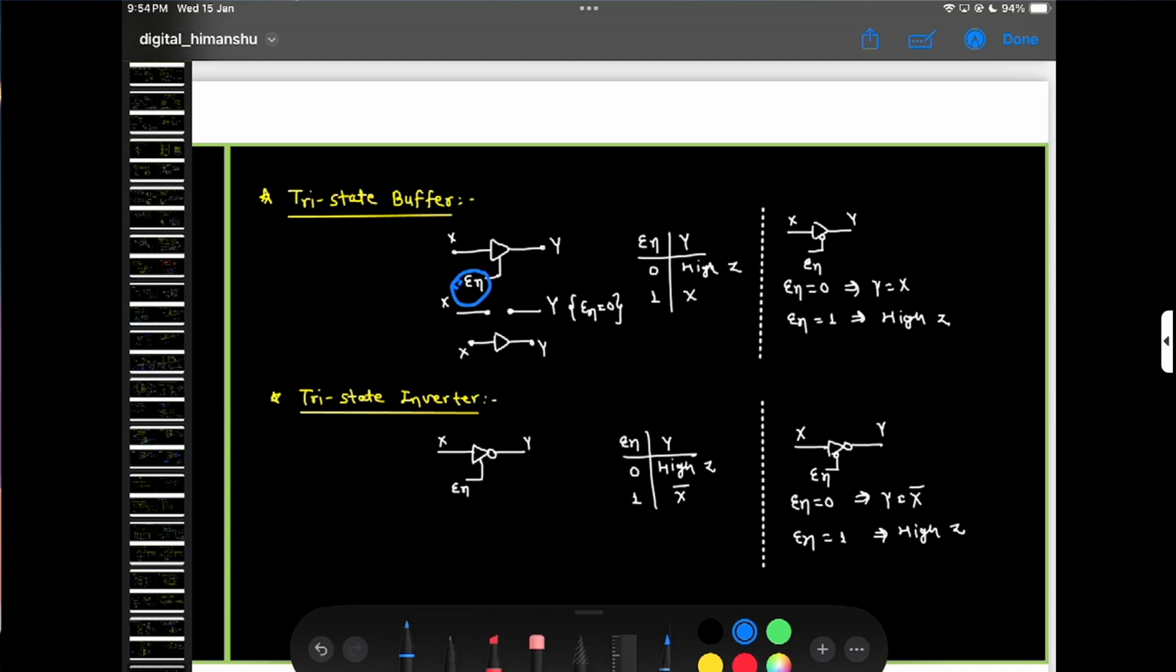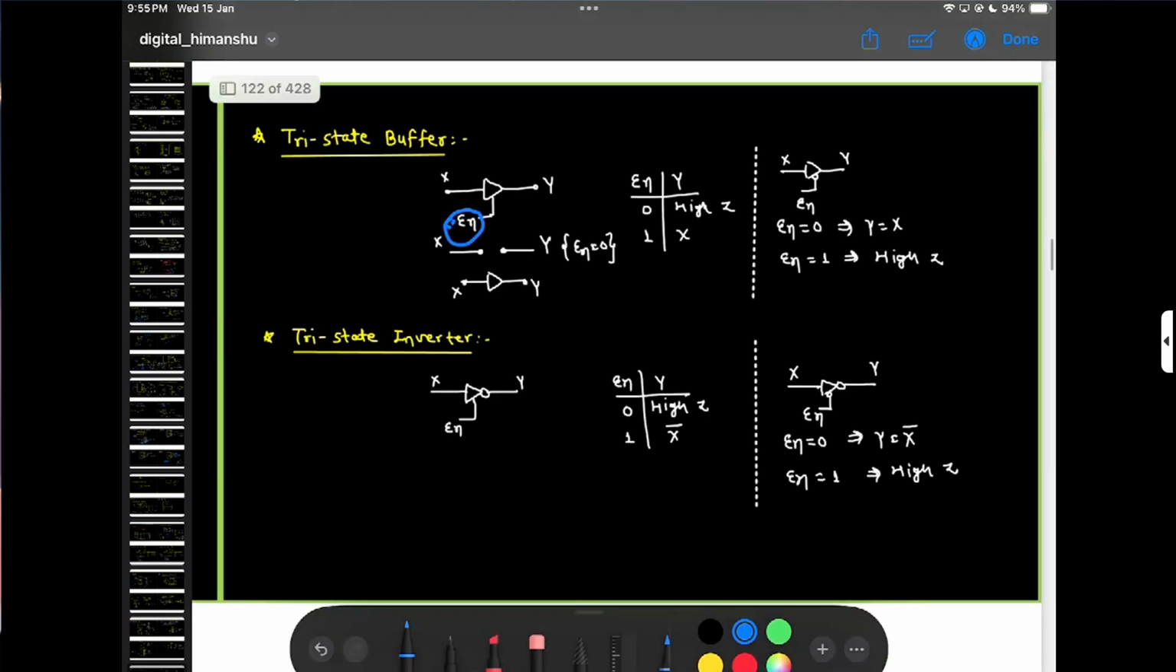Suppose the buffer has a delay of 10 nanoseconds, so after 10 nanoseconds you get the output. But if the enable signal is low for an active high buffer, then you don't get the output. And an active low enable buffer is also possible: if you don't give the enable signal 0, then you don't get the output.